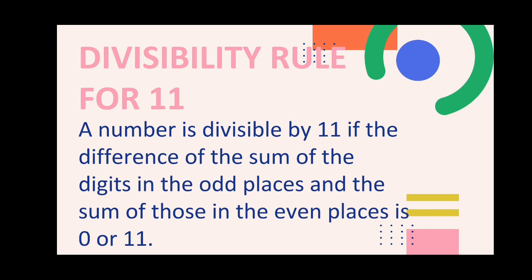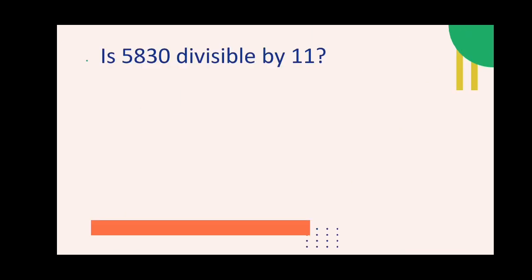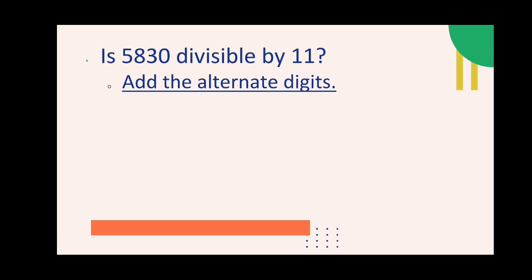Let's have some examples para mas clear. Is 5,830 divisible by 11? So, ang first step natin, we're going to add the alternate digits. So, mag-start tayo sa 5 plus 3. So, alternate siya: 5, skip natin yung 8, and then yung 3 ang i-add natin sa 5. So, 5 plus 3 equals 8. And then, kasunod naman nun, yung mga digits na hindi natin i-add kanina, sila naman yung i-add natin this time. So, 8 plus 0. So, as you can see, alternate yung pag-a-add natin ng digits.